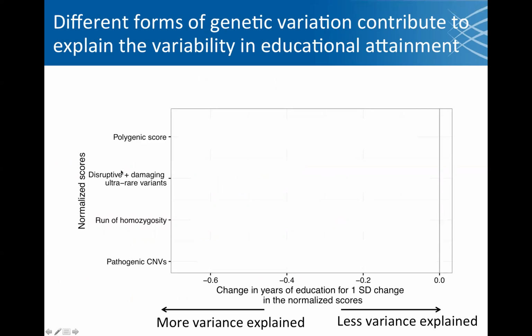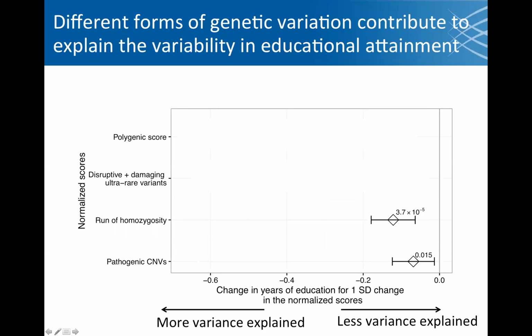So what I'm going to show you now is the effect on years of education of these different scores. We normalized the scores, so the effect size across the scores is comparable. If a score sits on this side of the graph, it means it explains more variance. When it sits on this side, it means it explains less variance. The scores that explain less variance are the pathogenic CNVs. For a single CNV, the few individuals that carry one have a much larger effect size, but by being so rare, the aggregate of the CNV score explains less variance.